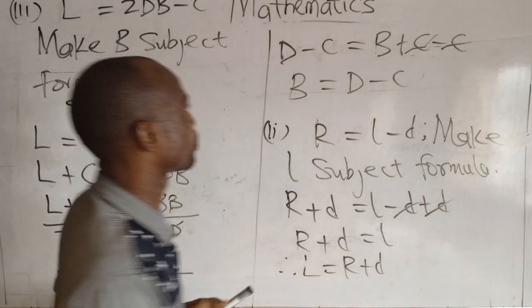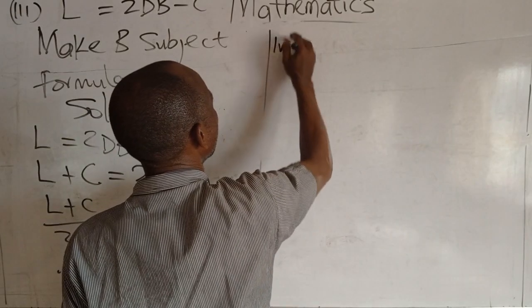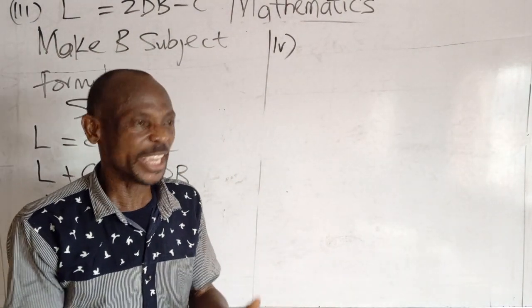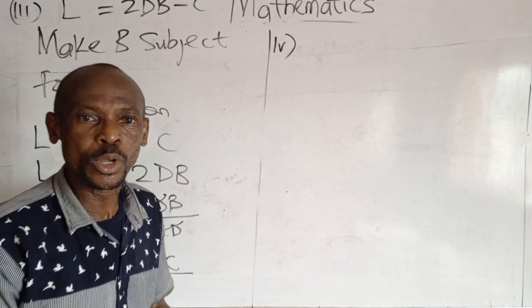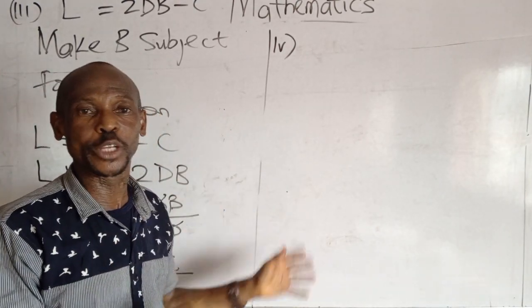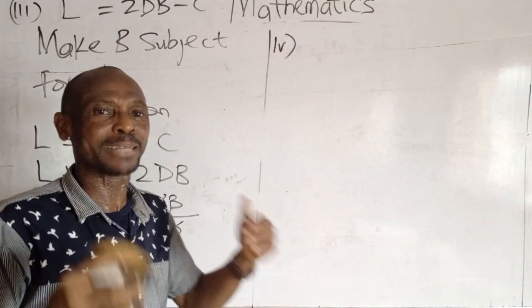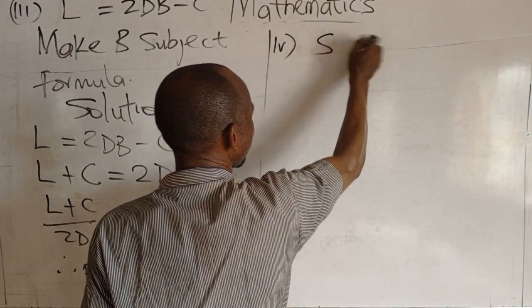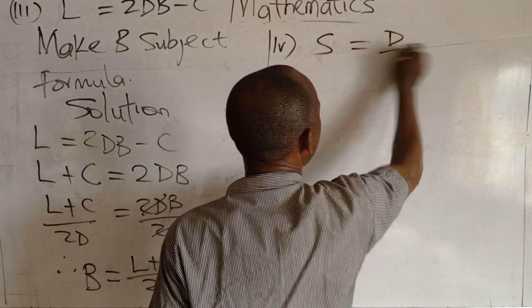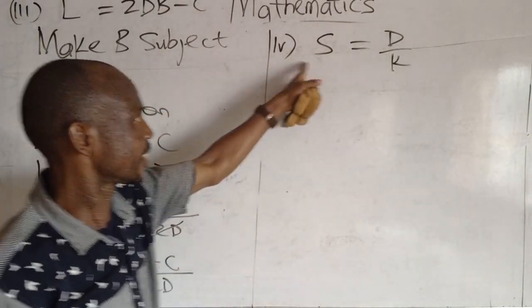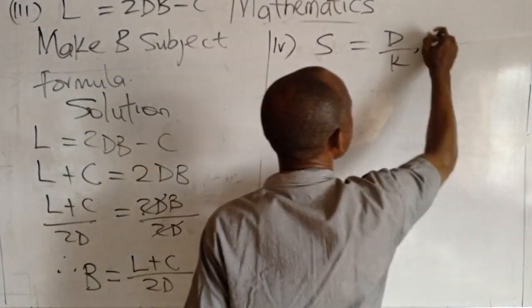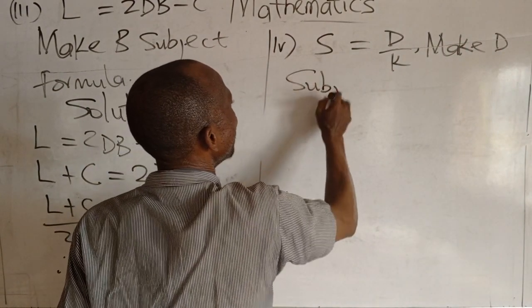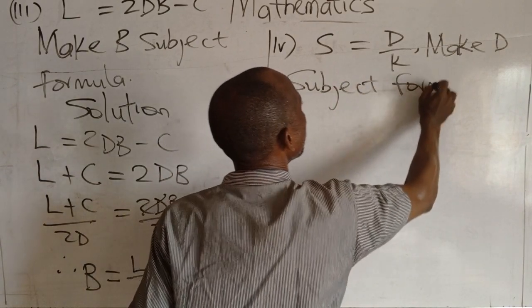We are going to look at the fourth principle in changing the subject of a formula. When a value is dividing another value, to move it from one side of the equation, we multiply both sides by that value or by that letter. Now let's look at this. X is equal to D all over K. I want to make D the subject of the formula.